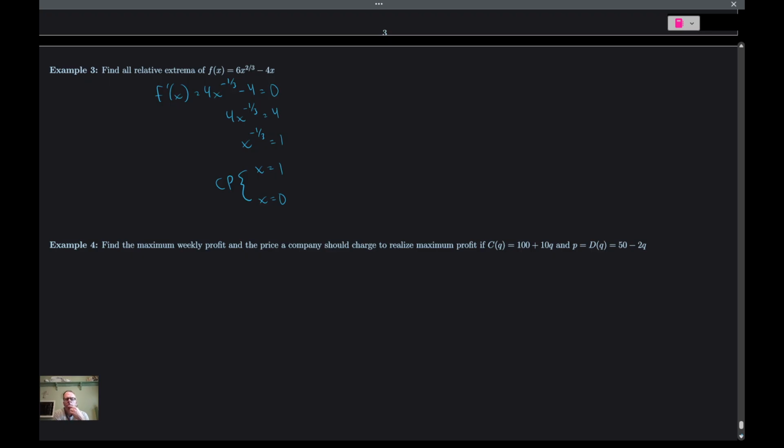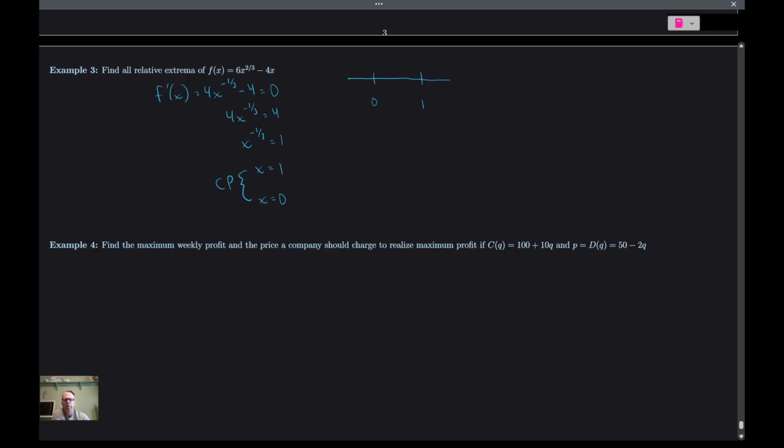Now, with polynomials, you don't have to worry about a number not being in the derivative because the derivative of a polynomial is a polynomial and the domain will be all real numbers. But this is not a polynomial, so we may have to consider, and we do, a number that is not in the domain. All right, so now let's see if we're increasing or decreasing.